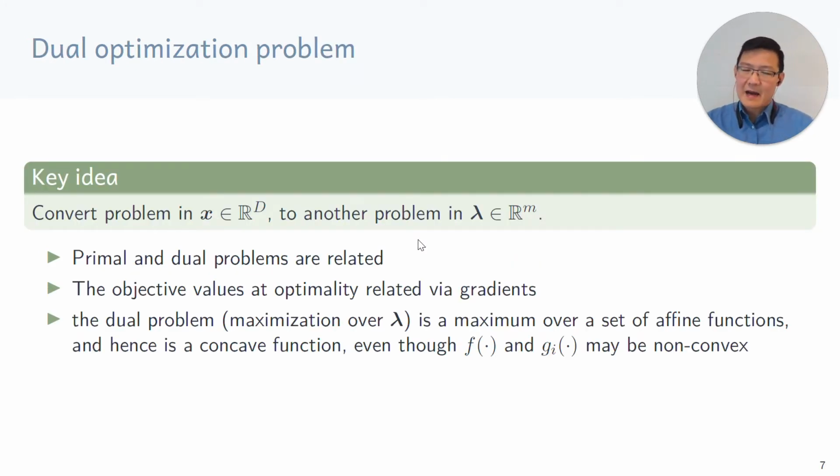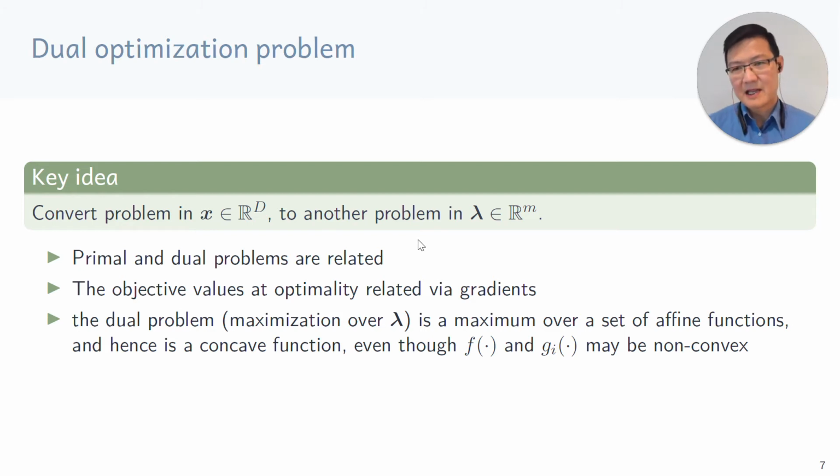The key thing that happens is that we convert the primal problem in terms of the variable x of d dimensions to a different problem now in terms of lambda. And remember that there's a lambda for each constraint, so there are m values of lambda. It turns out that this primal problem that we saw before and the dual problem, the problem that you will see in the next slide, they're actually related. They're related in this very strong way by the gradients at optimality. Okay, so we will see that on the next slide.